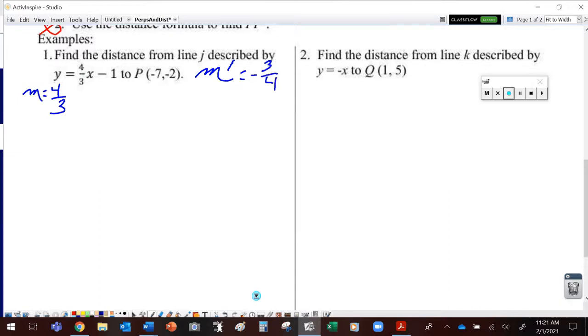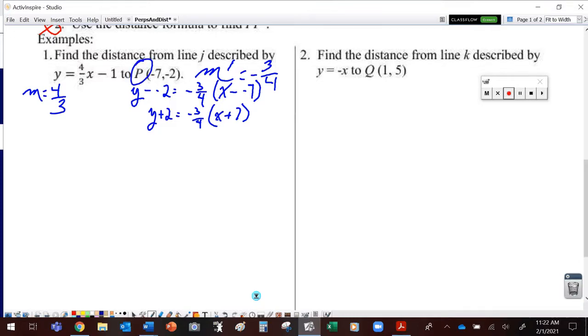So I have a slope, I have an x1, y1. Let's sub those in and say y minus negative 2 equals negative 3/4 times the quantity x minus negative 7. Now I'll clean this up just a little bit, and I'll say y plus 2 equals negative 3/4 times the quantity x plus 7. And here we go, guys. We've got an equation, the function for the line including P and P prime.